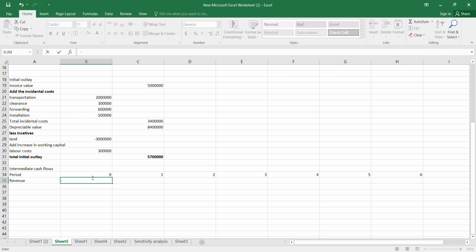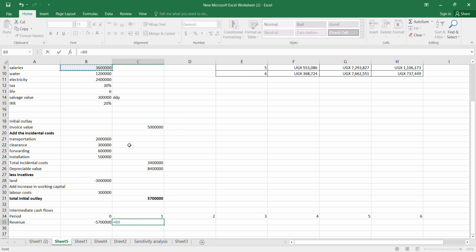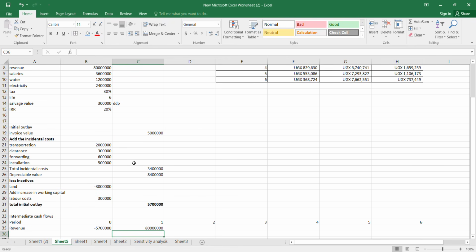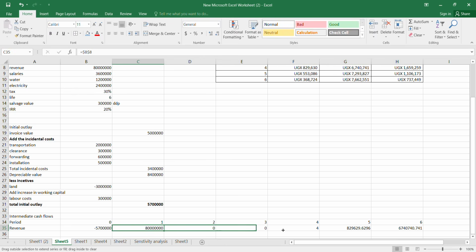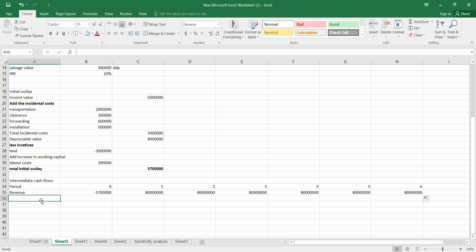Revenue at 0 years is always a negative of the initial outlay. In the first year, we shall take the revenue they're telling us in the question, because they told us each year the revenue will be 800,000. We shall fix it. And then we drag.